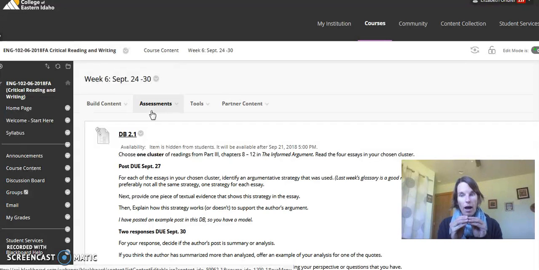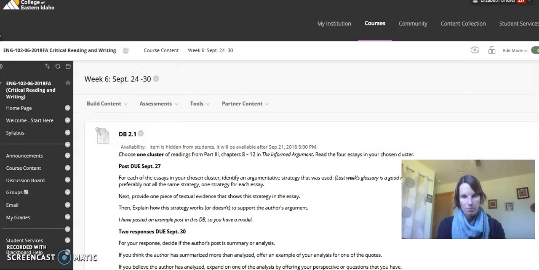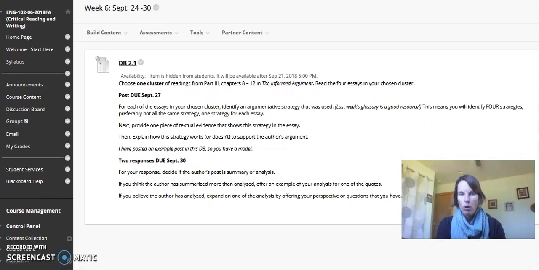So we're going to do 4 little mini analysis exercises, one for each of the essays in the cluster that you chose. If you look on DB 2.1, you'll see that I posted my own thread as an example of how to structure that. It doesn't need to be a big formal essay-style thing. It can be more outline-ish. So take a look at my post on DB 2.1 as an example.